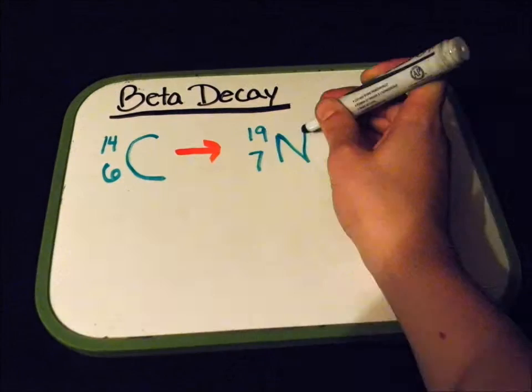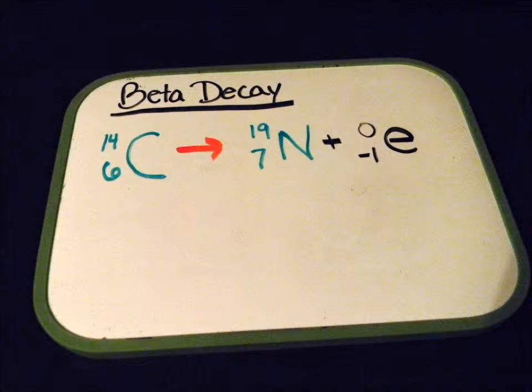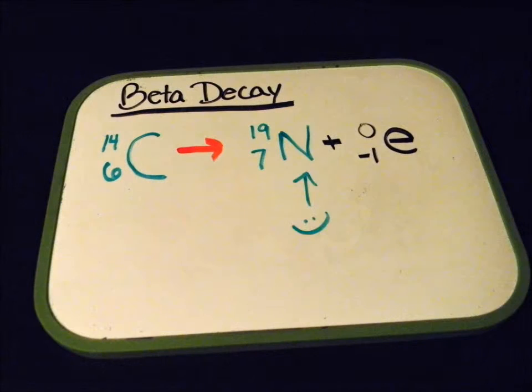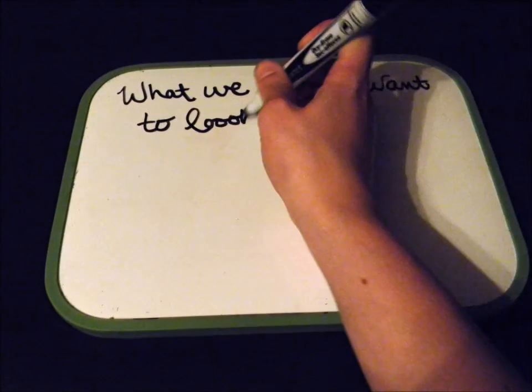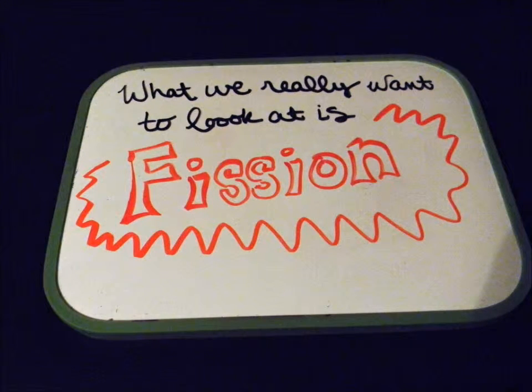Beta decay is another radioactive process, and this is where a neutron from an atom becomes a proton and electron, and the remaining element is returned to a more stable state. The last type of radioactive decay that we really want to look at is induced fission. This is what we're most concerned with in the atomic bomb.